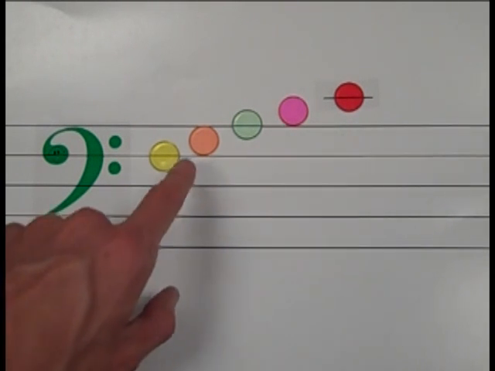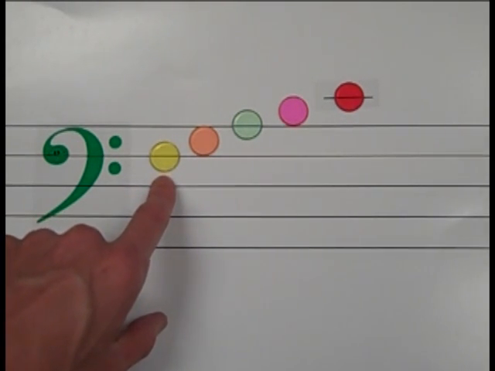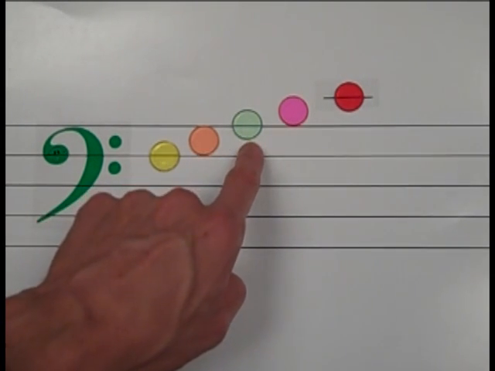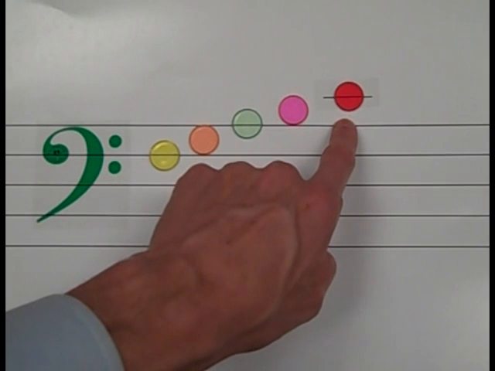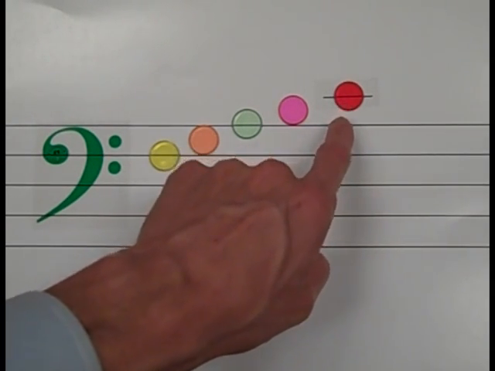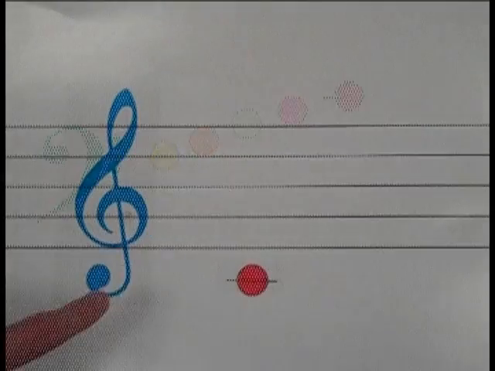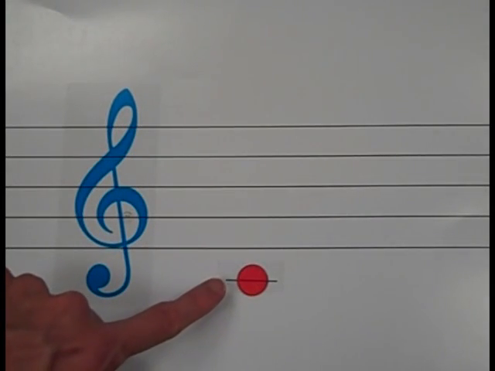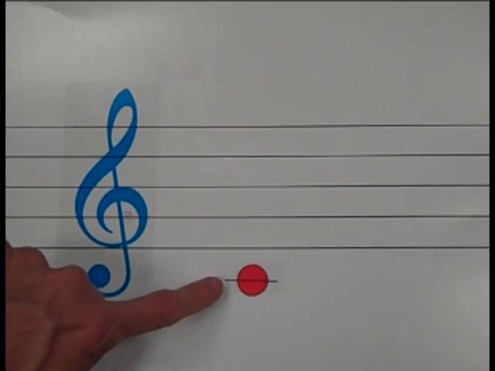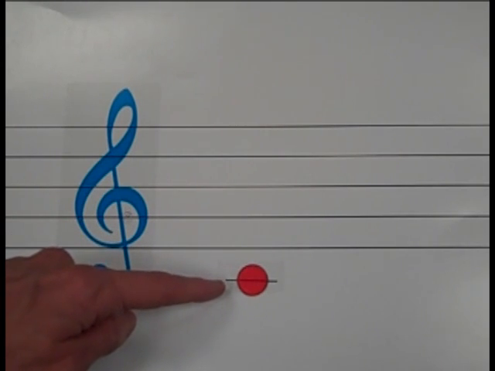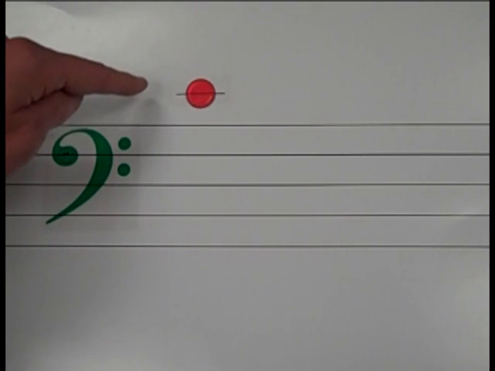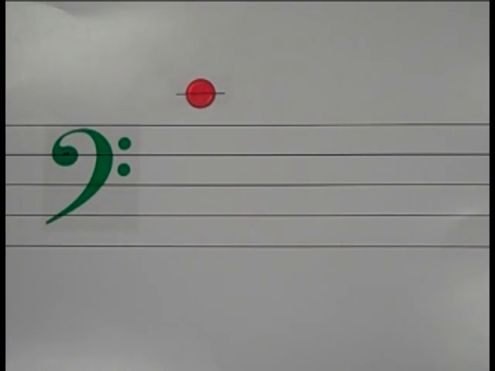Let's try naming all of the notes. Ready? Try to say it with me. F, G, A, B, C. This note happens to be middle C. It's the same note as this. When we're in the treble clef, middle C is found here on the first ledger line below the staff. In the bass clef, middle C is found here on the first ledger line above the staff.